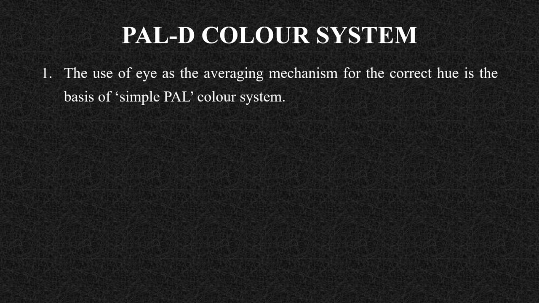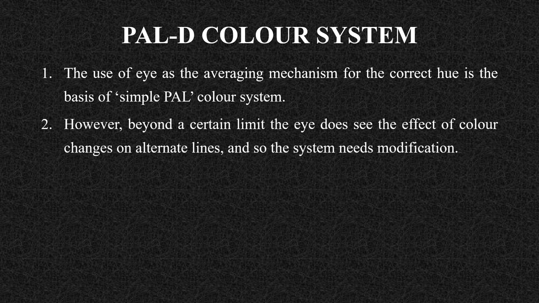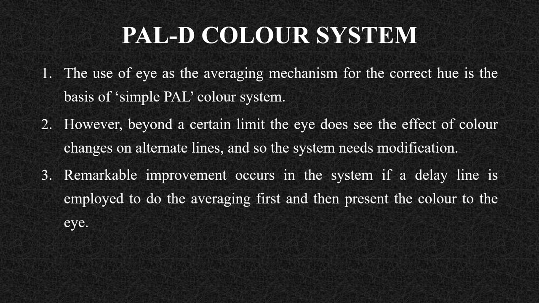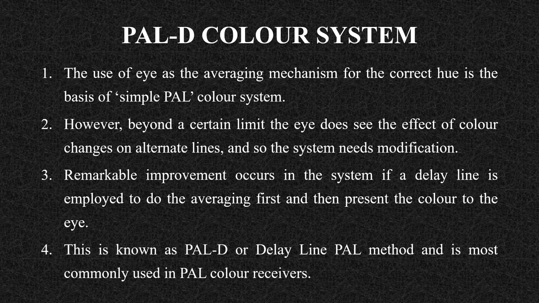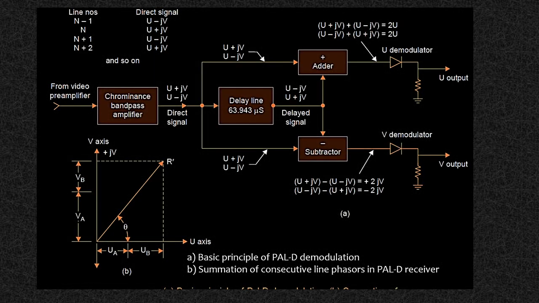Now the PAL D color system; we'll see one by one. The use of the eye as the averaging mechanism for the correct hue is the basic simple PAL system. However, beyond a certain limit, the eye does see the effect of the color changes on alternate lines, so the system needs modification. A remarkable improvement occurs if a delay line is employed to do the averaging first and then present the color to the eye. This is known as PAL D, or the delay line PAL method, and is most commonly used in PAL color receivers.